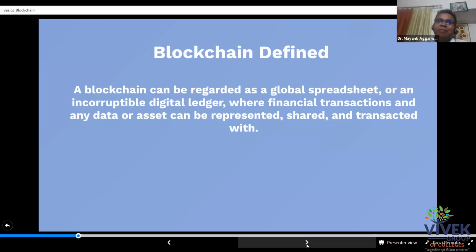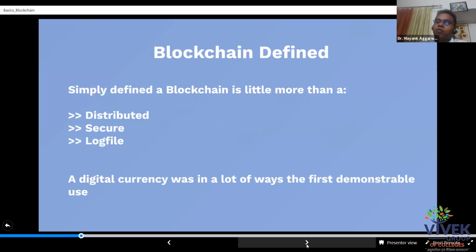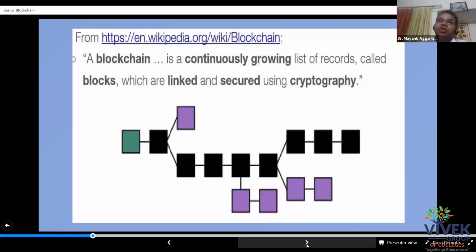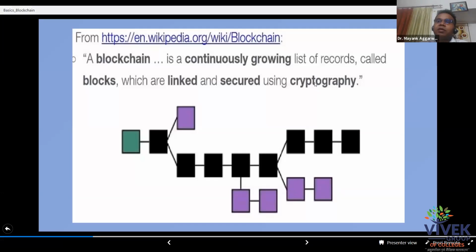Simply defined, we can say a blockchain is a distributed, secure block file. This is a Wikipedia definition of blockchain, which says it is a continuously growing list of records called blocks, which are linked and secured using cryptography. Now, these blocks are somewhat similar to a linked list.